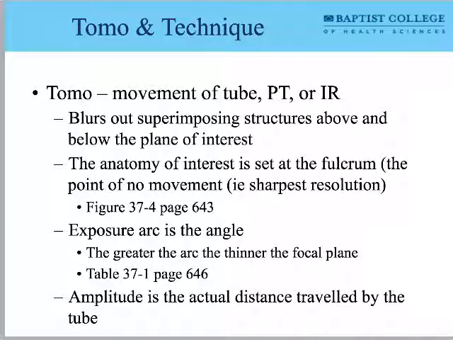So it blurs out superimposing structures above and below the plane of interest. Why? Because we're moving it. I'm moving the tube and I'm moving the image receptor as I make a picture, and the only thing that's not blurring is the fulcrum. The area in the middle doesn't move. So you set that fulcrum at the place you don't want to move, everything else is blurred out. That is tomography, right? So the anatomy of interest is set at the fulcrum, the point of no movement. It gives you the sharpest resolution. It's on page 643 in the textbook if you need an illustration.